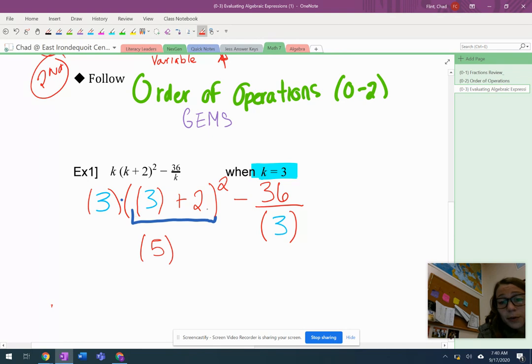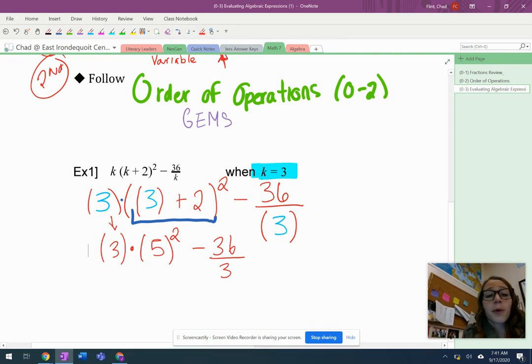I'm keeping it in parentheses and carrying down that squared, carrying down the times 3 on the outside, and this minus 36 divided by 3. Notice how from my first step to my second step, I did drop the parentheses around that 3 underneath my fraction here, and that's okay because there's nothing down there with that 3, so those parentheses can get dropped.